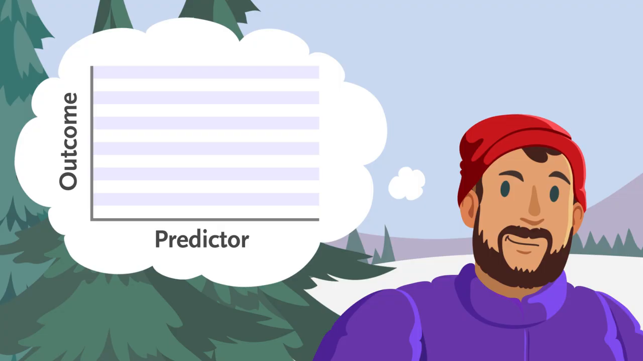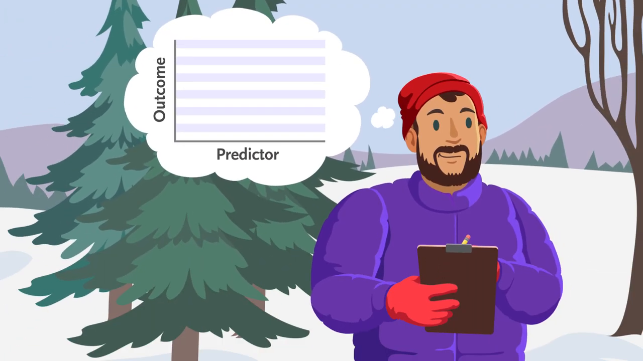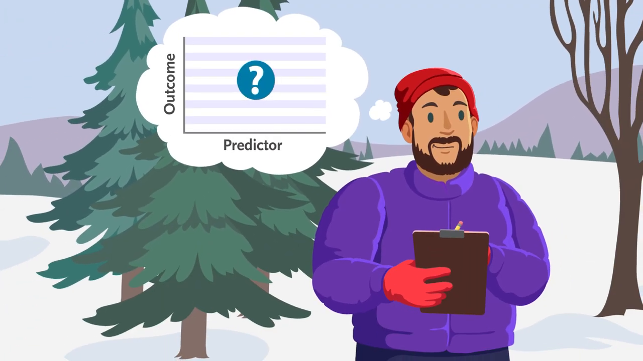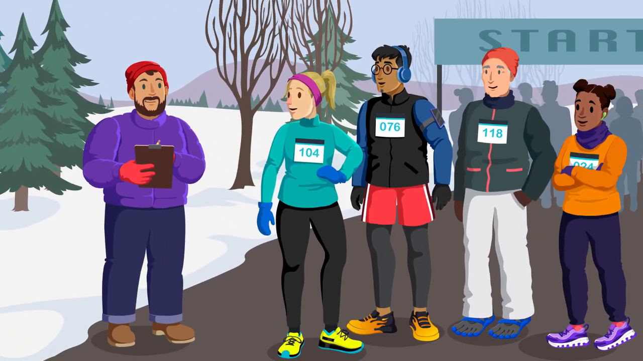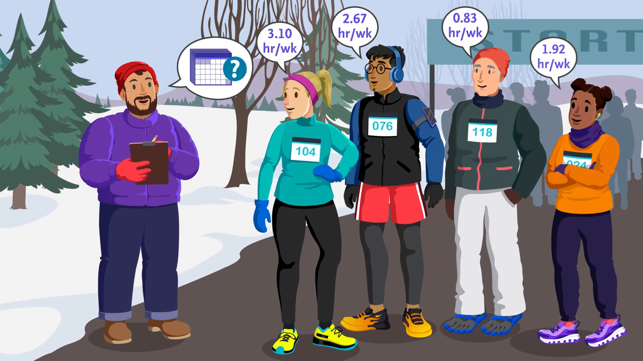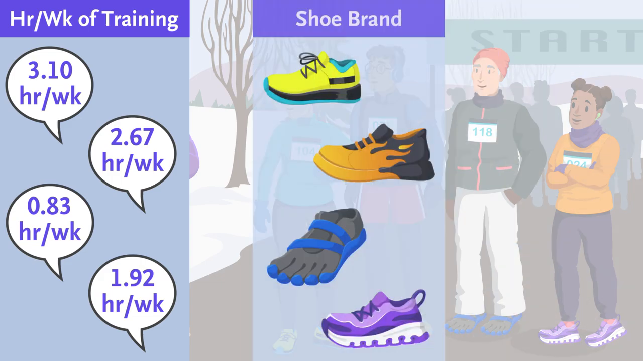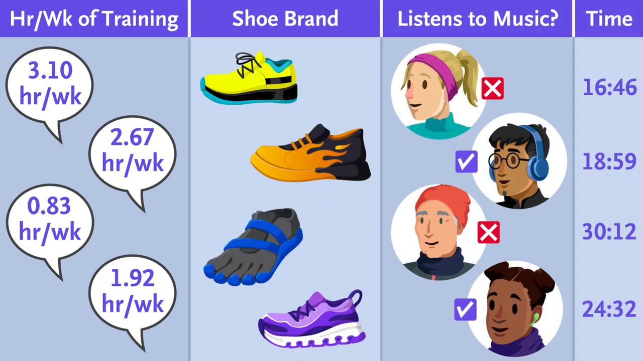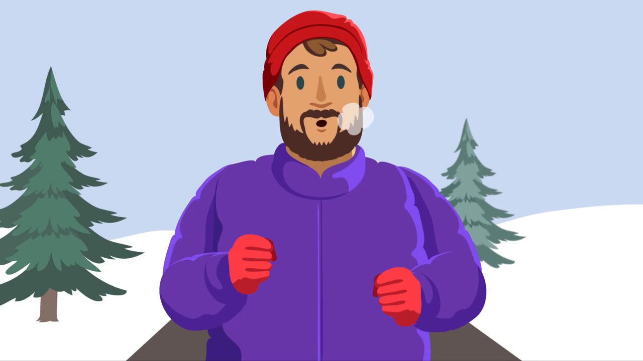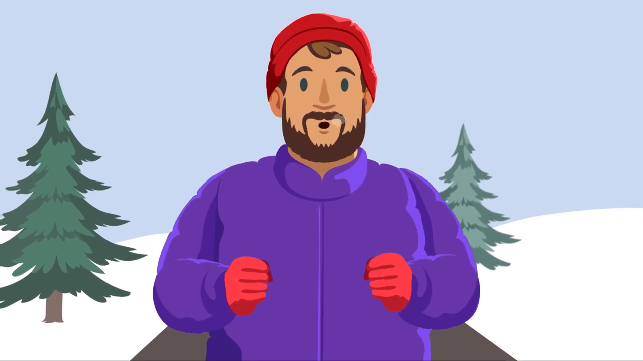You need some data, so you head down to the park to scout a 5K race and investigate the relationship between race time and hours training. At the start line, you survey racers, asking them how many hours they spent training per week. You know what shoes they have on and whether they're listening to music. And then you record their times as they cross the finish line. Afterwards, you jog home to analyze the data.